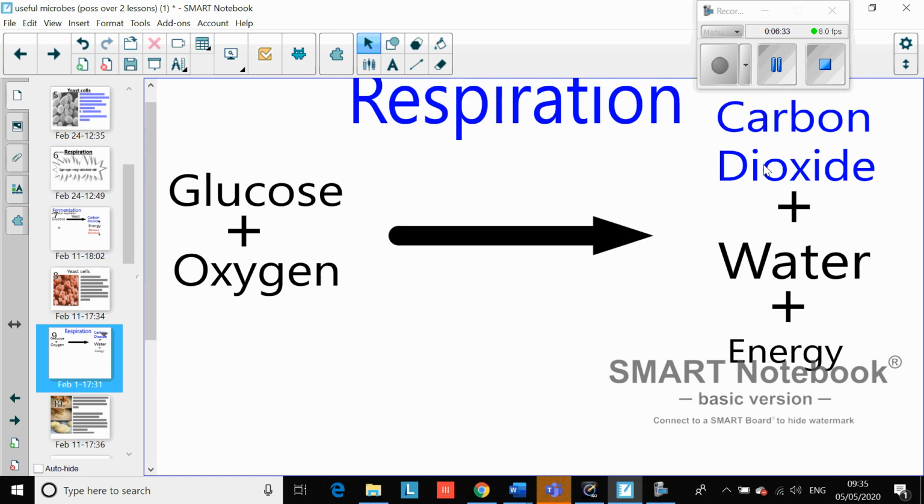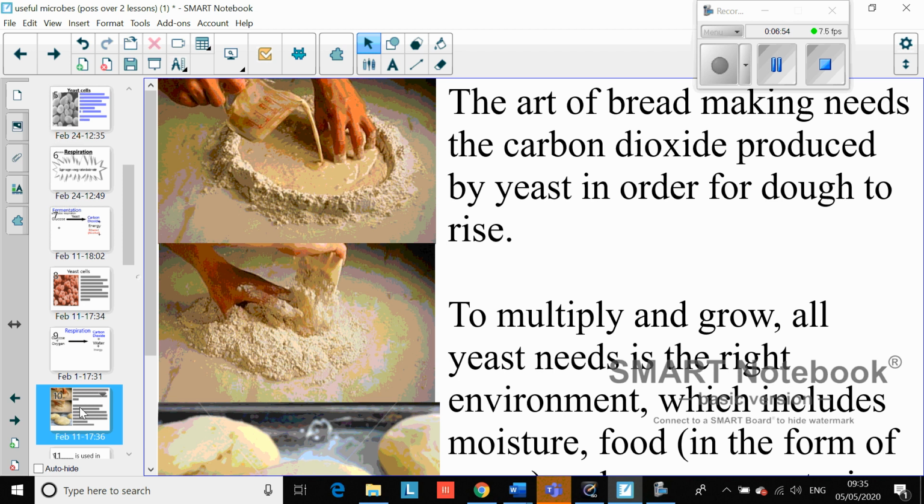So this process we use when we're making things like bread. Now, all organisms prefer this to anaerobic respiration because it's much more efficient. You get loads more energy from using oxygen. Okay, so carbon dioxide is given off, and we use that to help us raise the bread.